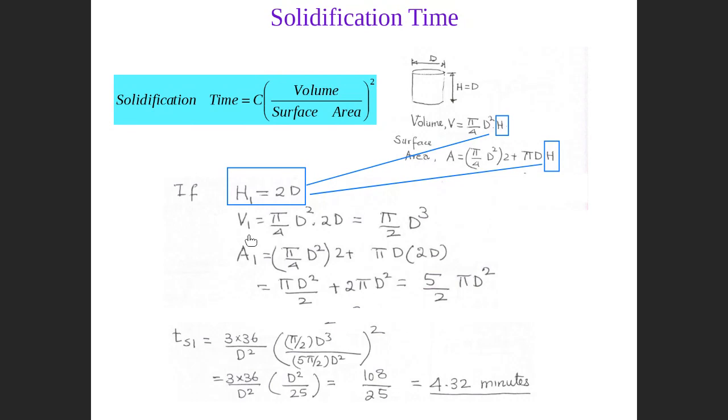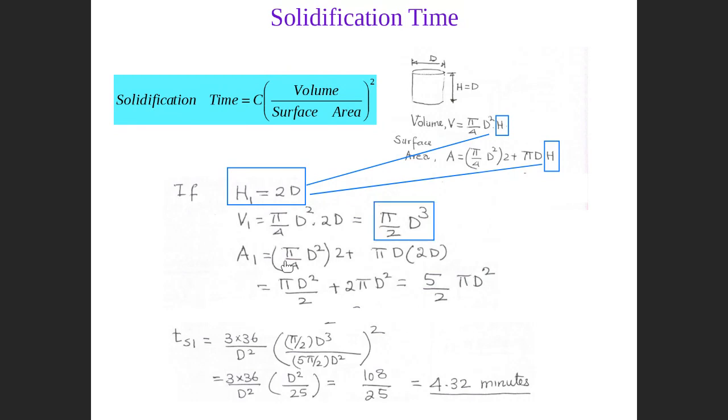Then you need to apply what is the new volume. The new volume in the second case equal to pi divided by 4 d square multiplied by h, which is equal to 2d. So you can see that this is the volume in the second case.